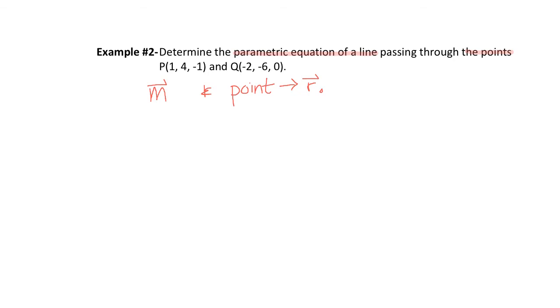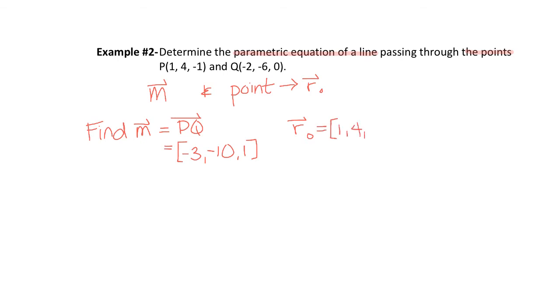So let's go ahead and find our direction vector by taking those 2 points and finding vector PQ. That's just going to be equal to negative 2 minus 1, negative 3, and then negative 10, and then 1. So there's our direction vector. And then we know that we can use any point on that line as our R naught. So for my R naught, or my position vector, I'm just going to use P as my endpoint, but you could use Q as your endpoint. It doesn't matter.